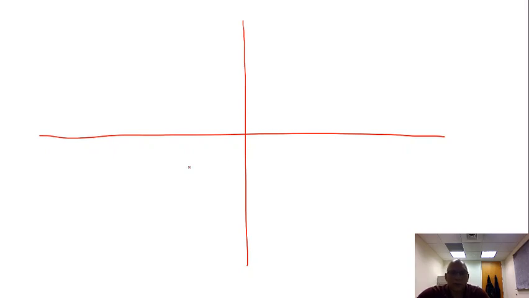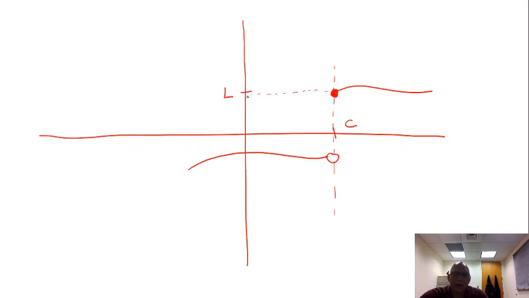All right, so suppose I'm given the following function here, and of course I'm going to talk about this point c, which is here. And suppose I want to check whether or not this y value L does correspond to the limit. So we can check whether or not the limit here is equal to L.